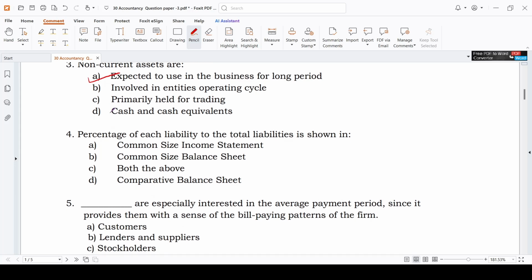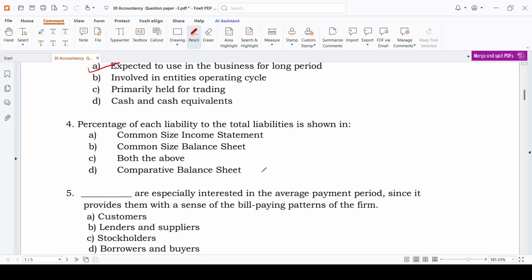Percentage of each liability to total liability, in which we are going to find it out. Common size. See here, liability is given. To confuse you, they have given common size. But here it is income statement, here it is balance sheet. Liabilities will come in the balance sheet. In the income statement, we are going to compare it to the revenue from operations. In the balance sheet, we are going to compare it to the total. So it is the common size balance sheet. Don't put both of the above. They have clearly mentioned each liability to the total liability shown in, not the income statement, the common size balance sheet.